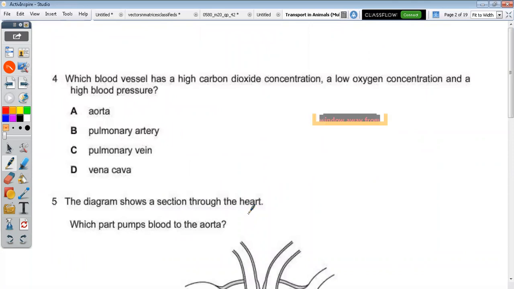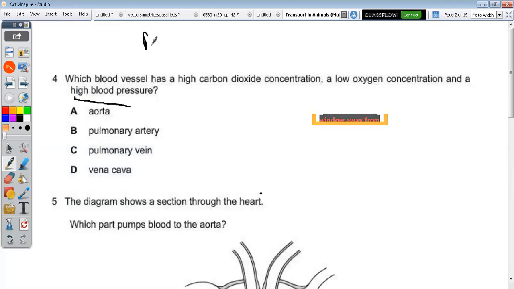Which blood vessel has got the higher concentration of carbon dioxide, low concentration of oxygen, and a high blood pressure? Good question. High blood pressure.